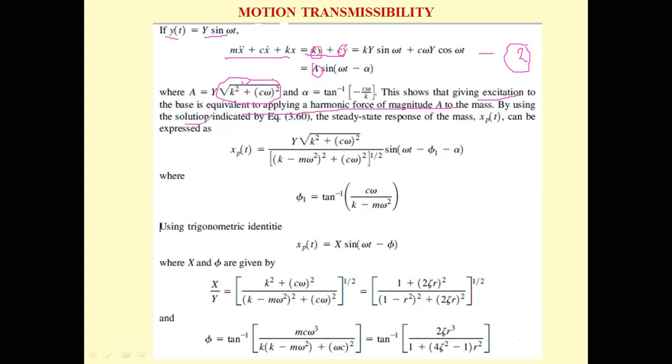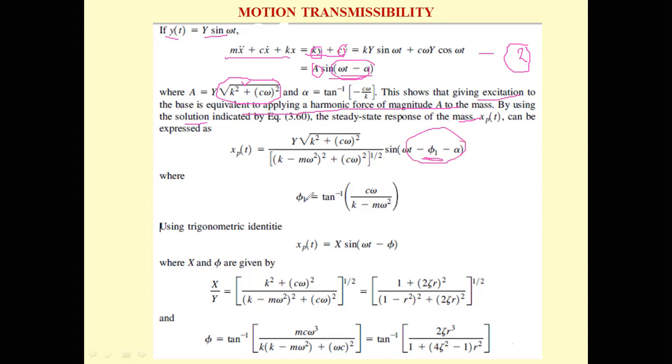By using the solution, the steady state amplitude Xp is given by, so what is Xp? Xp is equal to Y square root of (k square plus (c omega) whole square) divided by square root of ((k minus m omega square) whole square plus (c omega) square), raised to 1 by 2. Now this is omega t minus alpha, the actual angle, but after that there is omega t minus phi 1 minus alpha. So this is coming into picture.